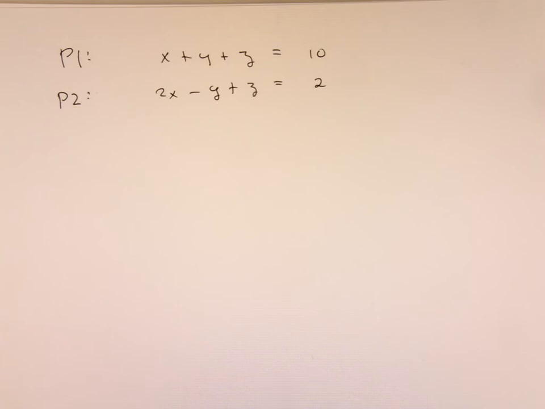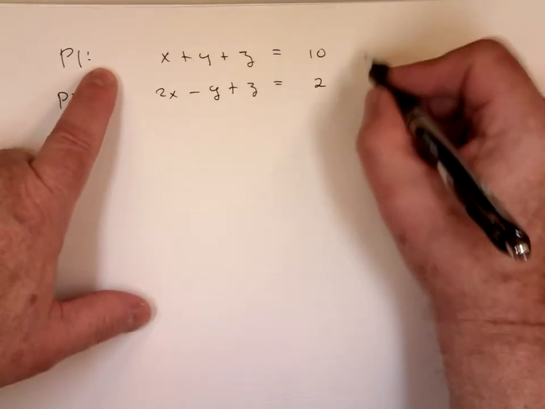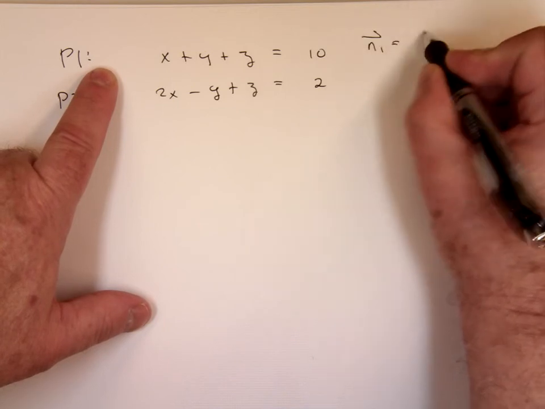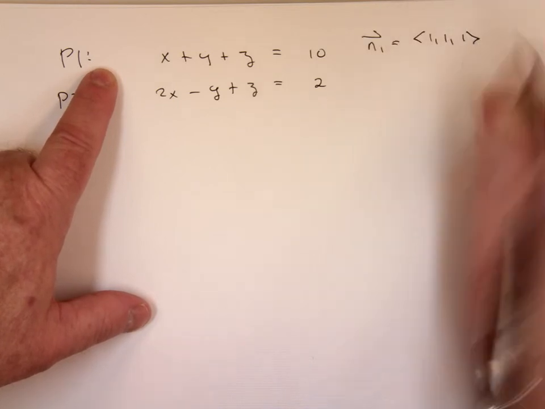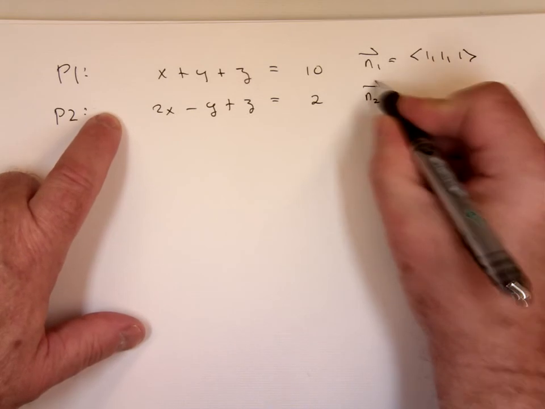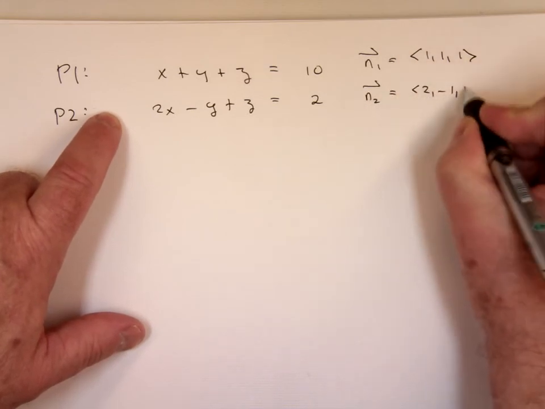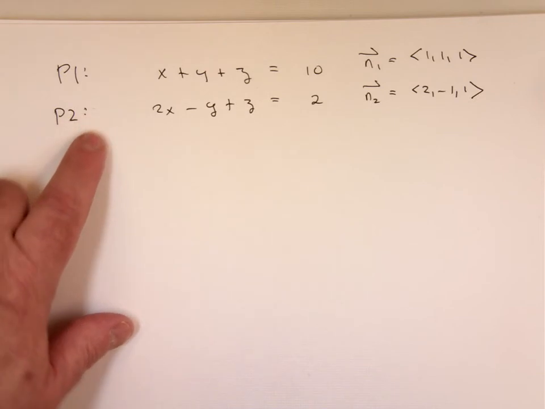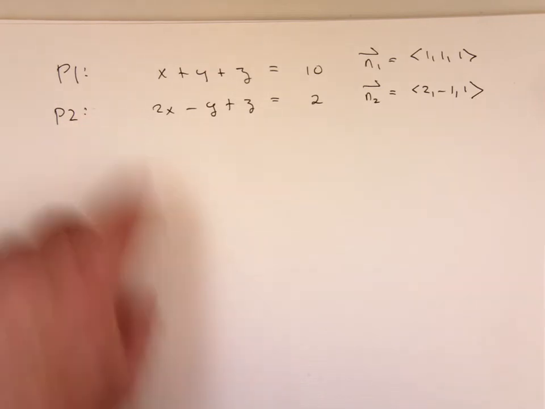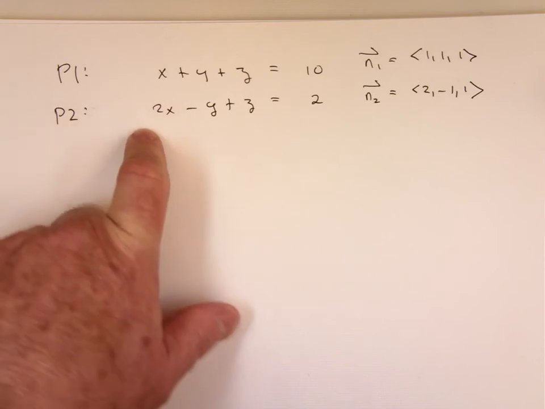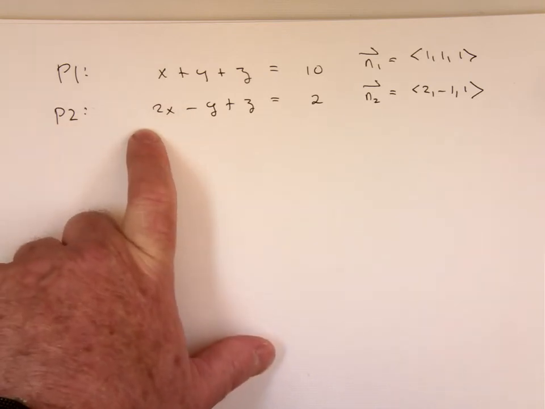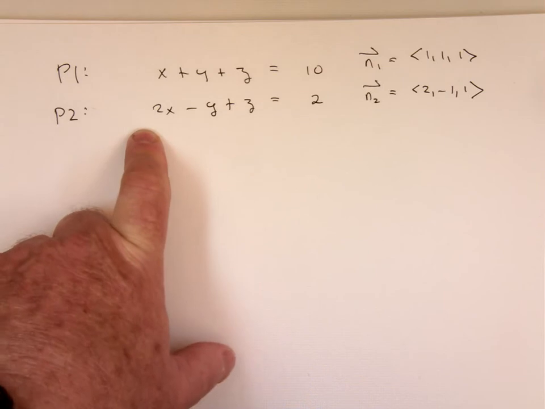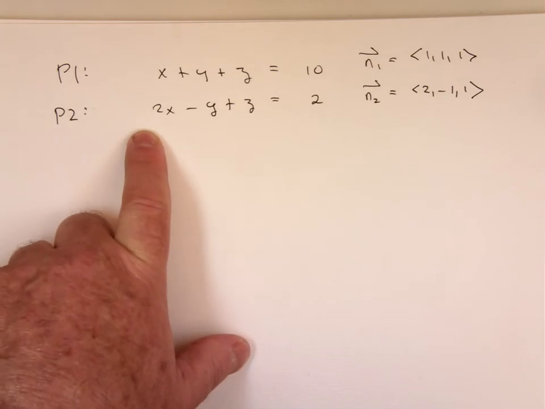How can we determine whether they're parallel planes, for example? Exactly, look at the coefficients. This normal vector would be 1, 1, 1. This normal vector is 2, negative 1, 1. These are not constant multiples, so they're not parallel to each other. Therefore, these two planes are not parallel, nor are they the same plane. If they were the same plane, one vector would be a constant multiple of the other. So they are intersecting planes. How do two planes intersect? They intersect in a line.